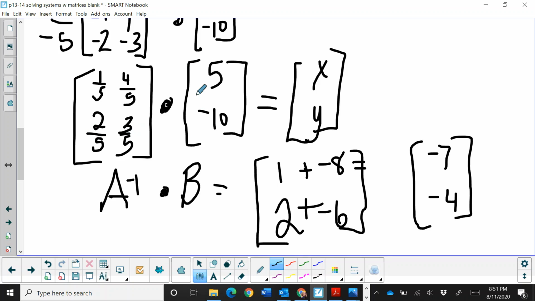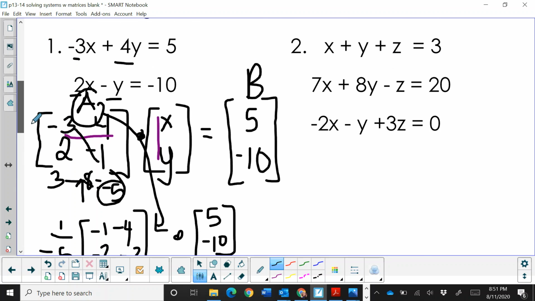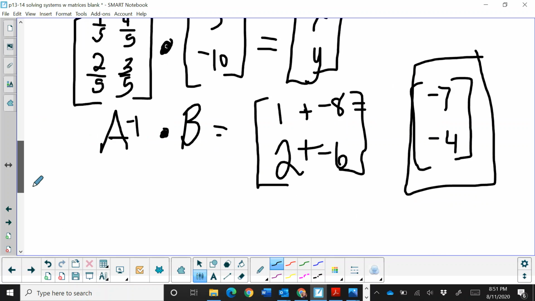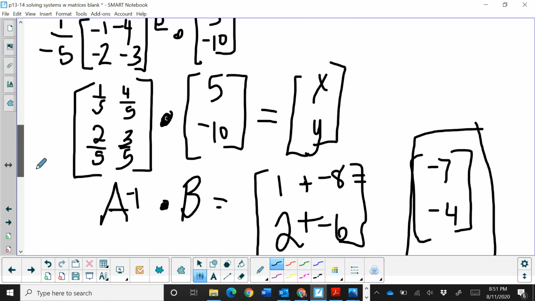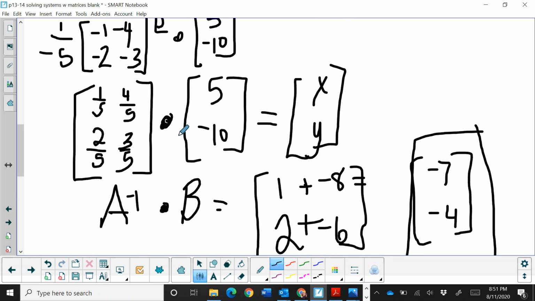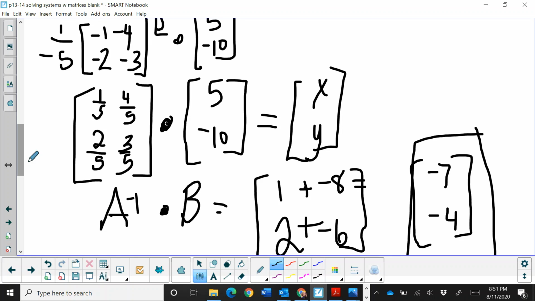So 10, make sure that looks right, 30, negative 6, yeah. And there are the answers, okay? I hope I did that right. A inverse B, rows, columns, added them up. Okay, so that's how we find it.